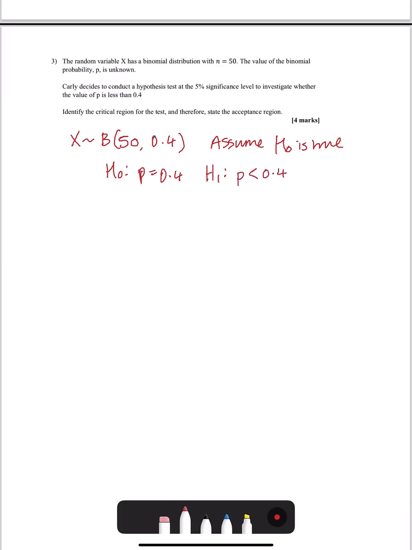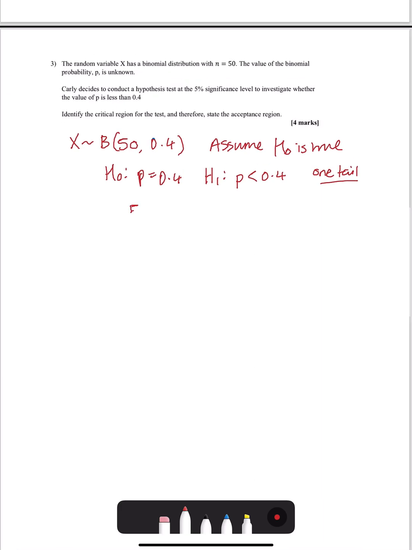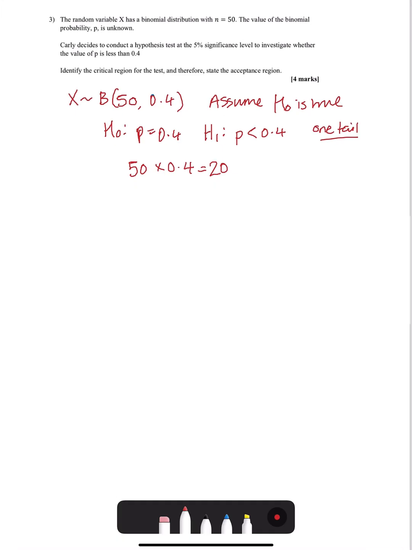So because it's less than, it means I'm only doing a one-tailed test, so I don't need to halve my significance level. Now, because we don't really know what values to start at, and I can't just work out 50 values for the number of trials, we're going to see if it was true, how many would we expect to come up. So 50 times 0.4 gives me 20. So that is my expected outcome if this were true.